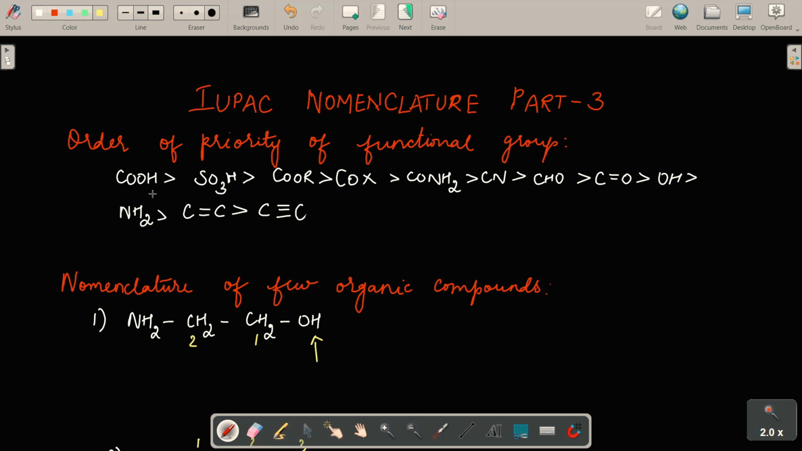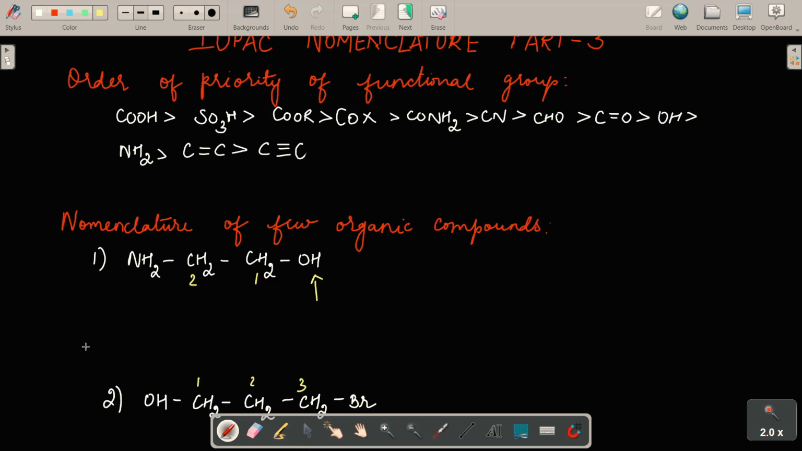So when the carboxylic acid group comes as a prefix, we have to write it as carboxy, and this group as sulfo, and this group as alkoxycarbonyl, and this is halocarbonyl, and this is carbamyl, and this is cyano, and for CHO aldehyde and keto group you can write it as oxo, and for OH it is hydroxy, and NH2 is amino, and double bond and triple bond as usual ENE and YNE. Okay, now we learn with different examples.